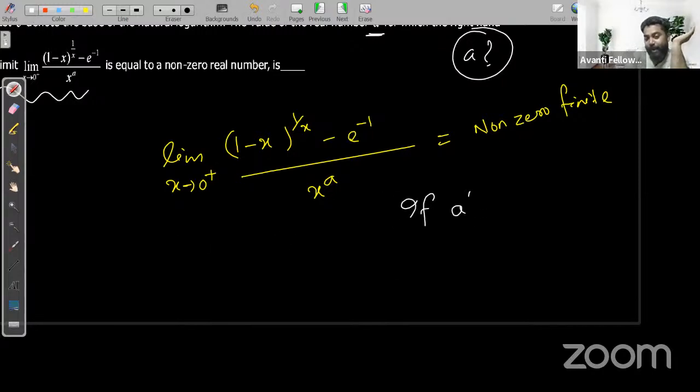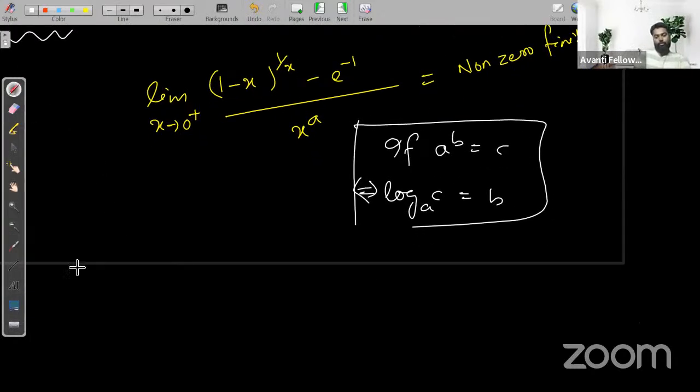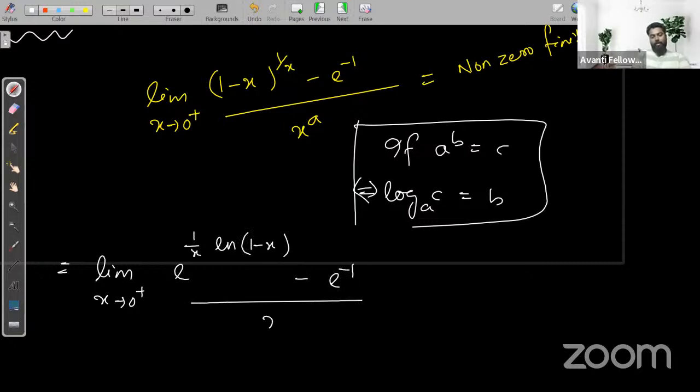We know that if a raised to b is equal to c, then log of c to the base a is equal to b. We know this, right? So use this one and try to write this given question in this format. So we can write this as limit x tending to 0 plus, e to the power 1 by x into ln of 1 minus x, minus e to the power minus 1, divided by x to the power a. Is there any problem? We can put it or not.